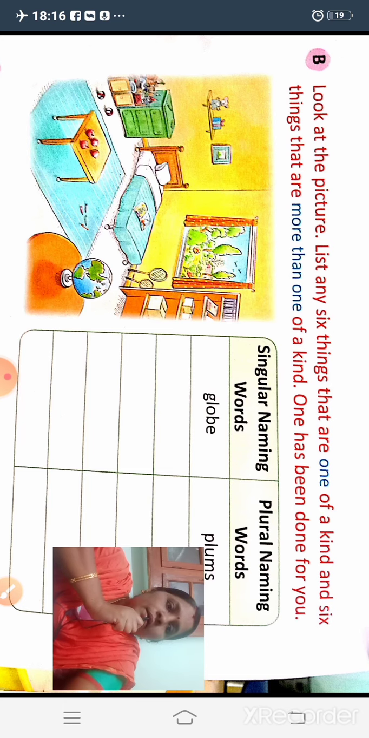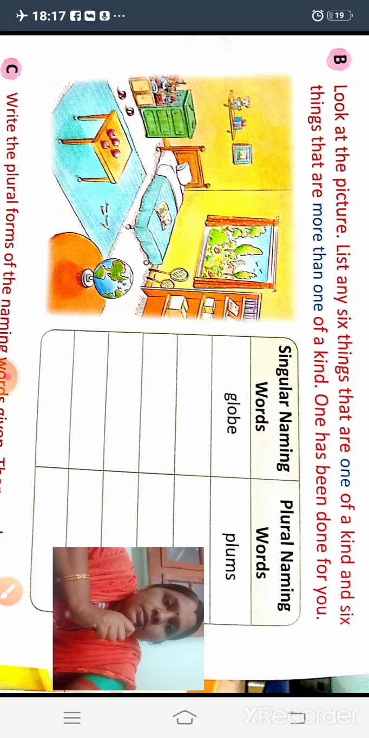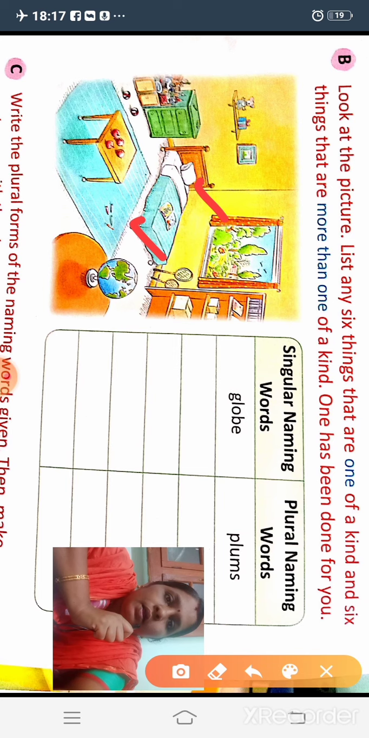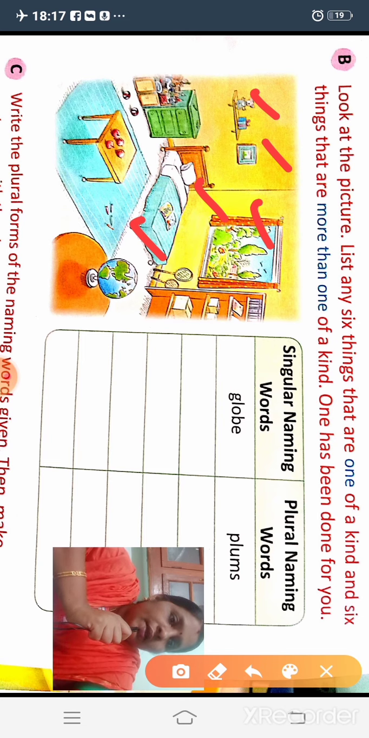So singular naming words, which are those singular naming words here? Globe, one is already written here. Then second one is bed, which is also singular here, isn't it? Bed singular, then pillow singular, here painting singular, window singular. Then what else can you see? So the 5 singular. Now okay, teddy bear singular. Then okay, this much only, 5 words. The total 6 words you have to write here.